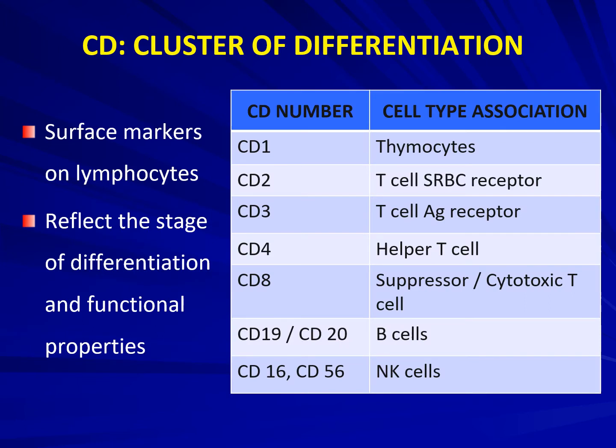Now, what is cluster of differentiation or CD? These are nothing but the surface markers on the lymphocytes and they reflect the stage of differentiation and functional properties. So at each stage of development, there is a different number. That is, suppose a cell is a baby cell. It will have a different surface marker on its lymphocyte. So that is denoted as a number.